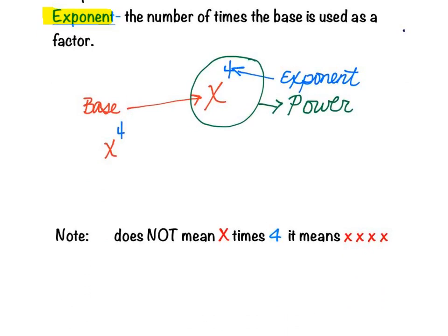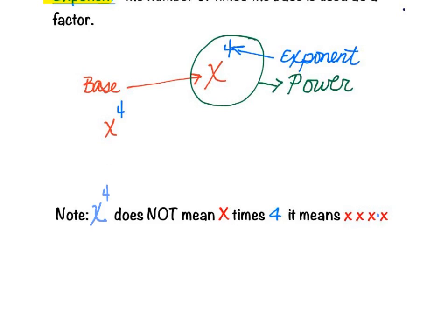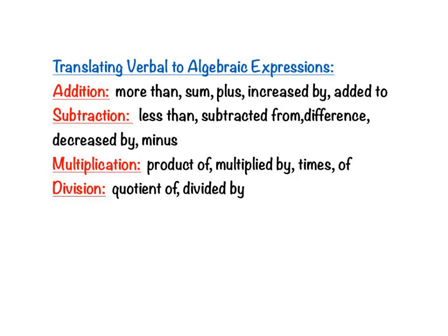Please note that x to the 4th power does not mean x times 4. It means x times x times x times x. It means that you will repeatedly multiply the base x, and you're going to use x as a factor 4 times. That's what that means. I know this is a lot of notes for one day, but it's great that you can do this at home.